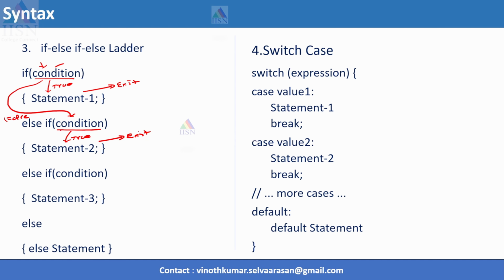If the given condition is false here, what is it going to do? It is going to check the next condition. It will keep on checking the conditions until it finds the matching one. If none of the conditions get matched, finally it is going to execute the else part.